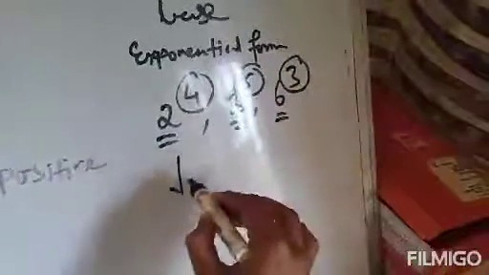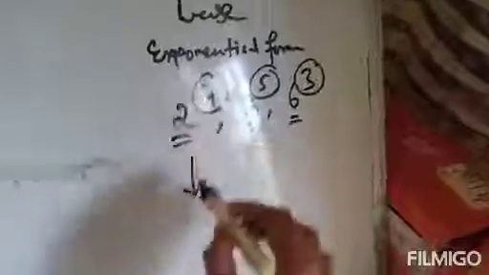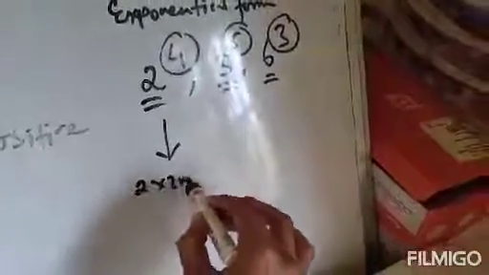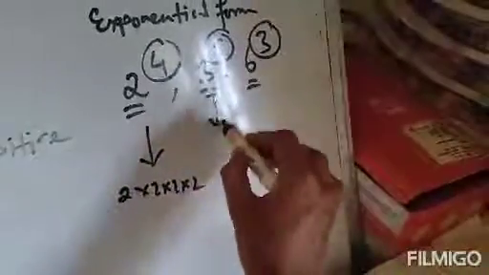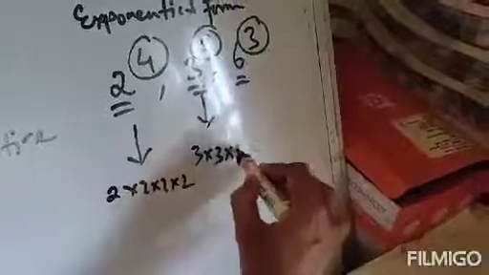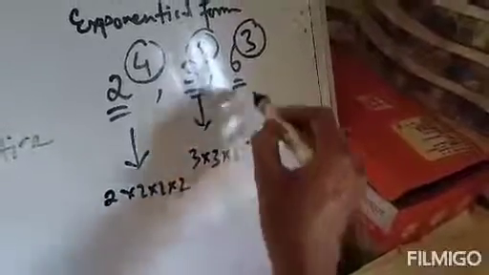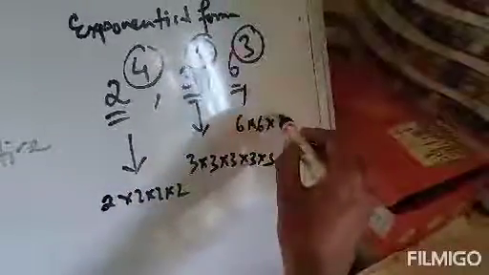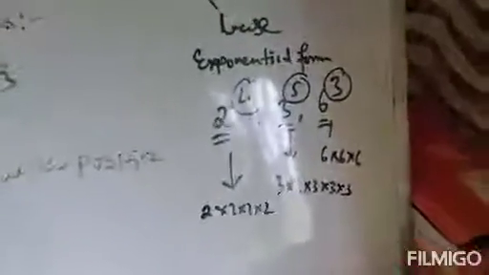Now simply we can expand 2 to the power 4 as 2 into 2 into 2 into 2, and 3 to the power 5 as 3 into 3 into 3 into 3 into 3, and 6 to the power 3 as 6 into 6 into 6. We can easily split up this exponential form like this. So this is exponential form or exponent form. Clear? Having a base and a power or index.